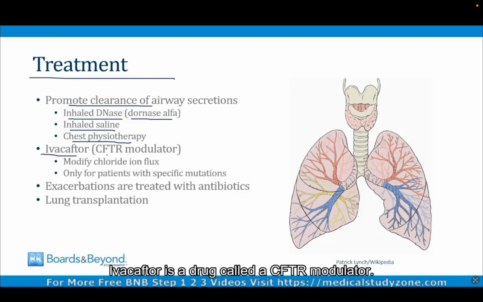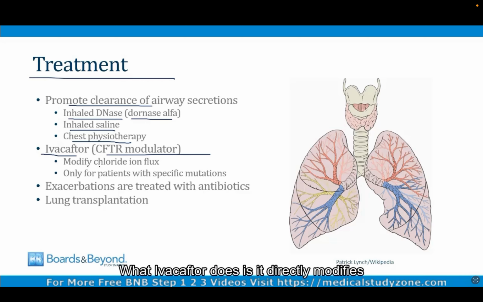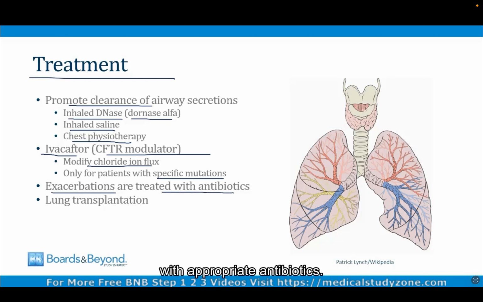Ivacaftor is a drug called a CFTR modulator. What ivacaftor does is it directly modifies chloride ion flux in the abnormal CFTR proteins. This drug can only be used on patients with specific mutations, so you must know what the specific mutation is to determine whether or not the patient is a candidate. Exacerbations of lung disease are treated with appropriate antibiotics. They must cover Pseudomonas and Staph aureus. And then finally, for some patients, they ultimately progress with severe lung disease, and lung transplantation can be an option.